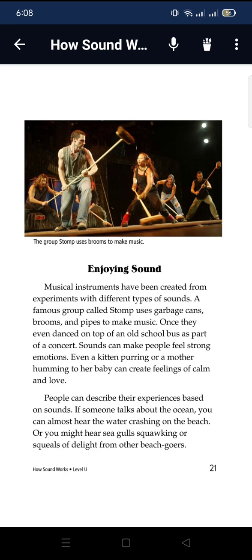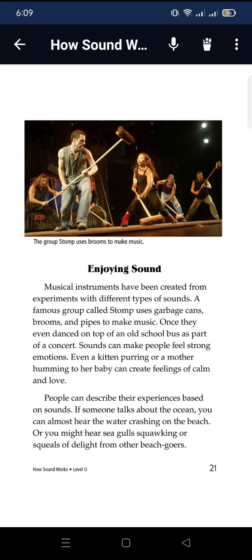Enjoying sound. Musical instruments have been created from experience with different types of sound. A famous group called Stomp used brooms, cans, mops, and pipes to make music. Once they even danced on top of an old school bus at a concert. Sounds can make people feel strong emotions. Even a kitten purring or a mother humming to her baby can create feelings of calm and love.